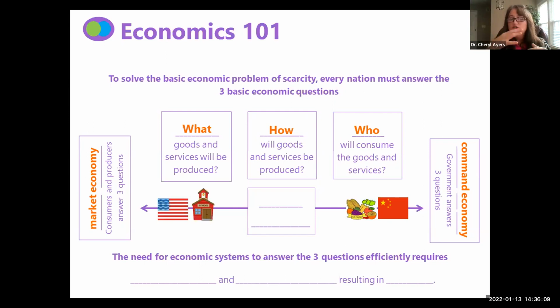When the consumers and producers, through their interaction in the marketplace, through supply and demand, answer these questions, you've got a market economy. But we typically know that most countries have what's called a mixed economy, taking a little bit from both extremes.